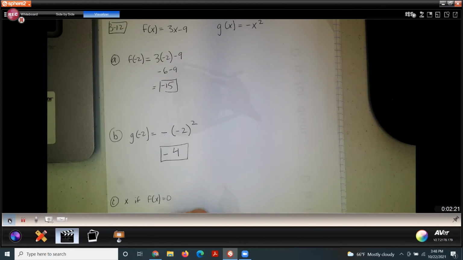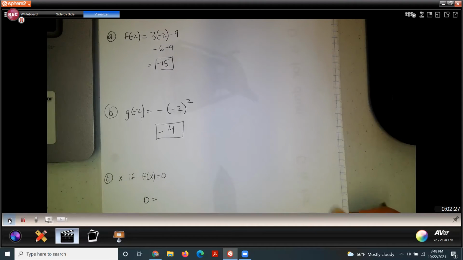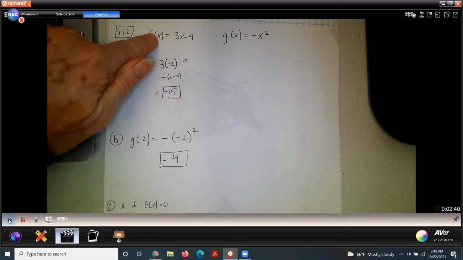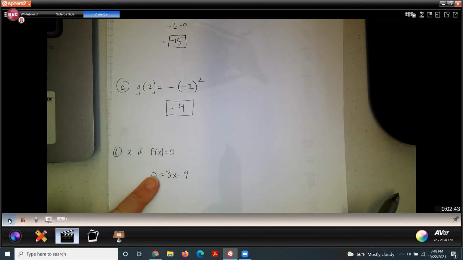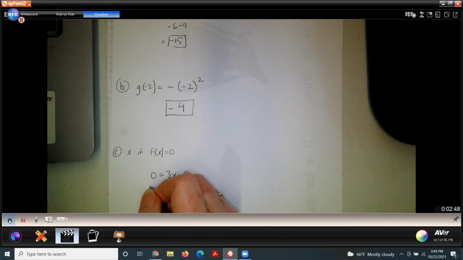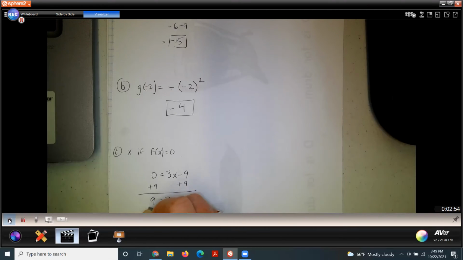I'm going to plug in a 0 for f of x. So see how f of x right there? I'm going to say 0 equals 3x minus 9. I plugged in a 0. They want me to find out what x is if f of x equals 0. So in this function, I plugged in a 0 right there. Okay. And now I'm just going to solve it. Find out what x is. 9 divided by 3 is 3. So I'll just write it right here.